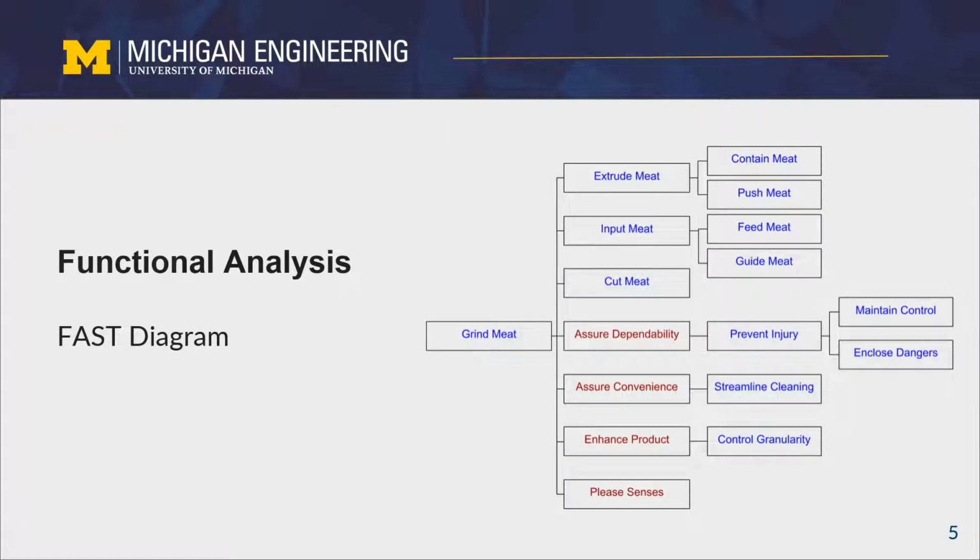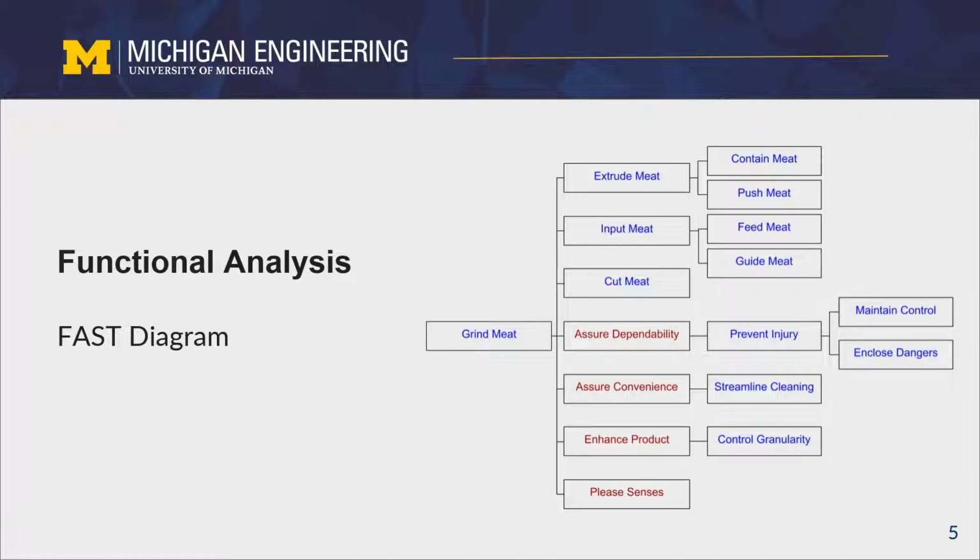The FAST diagram illustrates how the primary function of the meat grinder is broken up into sub-functions which guide our design decisions. The main function of the meat grinder is to grind animal meat. We then ask the question, how will our grinder achieve this? This can be done by inputting, cutting, and extruding the meat. Some of these sub-functions are broken down further, which ensures that we explicitly state each terminal function. The four functions which are present in every FAST diagram are shown in red.